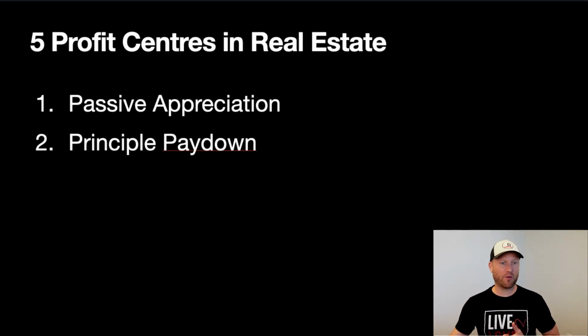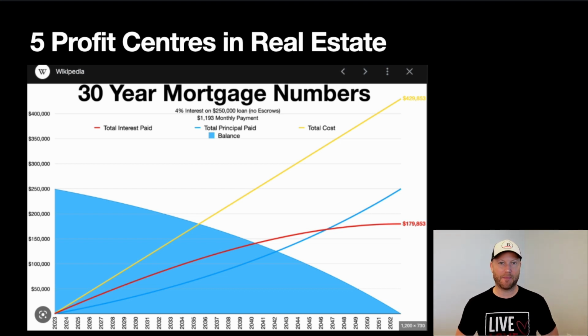The next one I want to talk about is principal paydown. So principal paydown is how fast you are paying off the debt for your property, or how fast your tenants are paying off the debt in your property for you. And so what we're looking at here is just a simplified graph from Wikipedia that shows how much of your mortgage payment will go to paying off the loan versus how much goes to paying off the interest that you're paying to borrow that money from the bank.